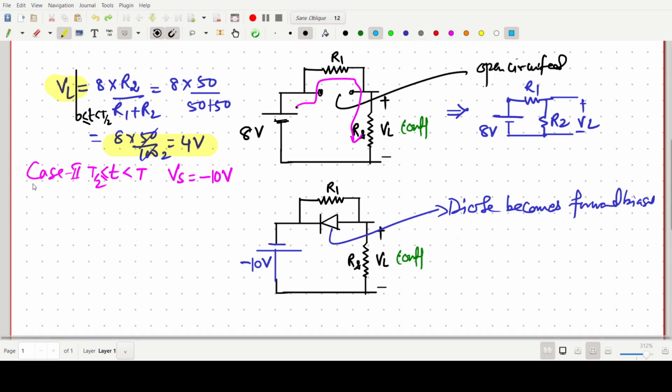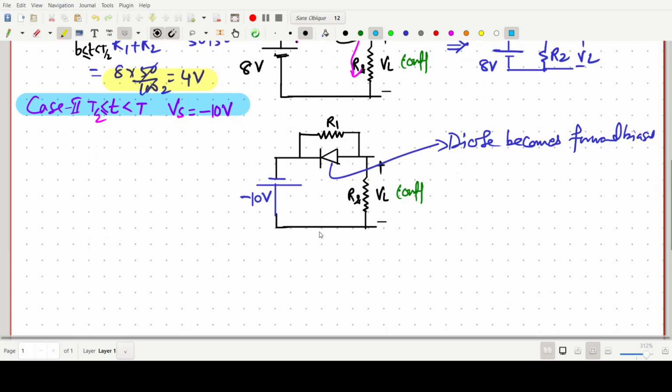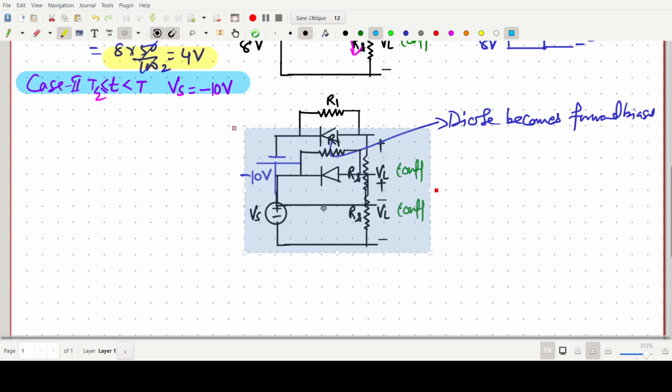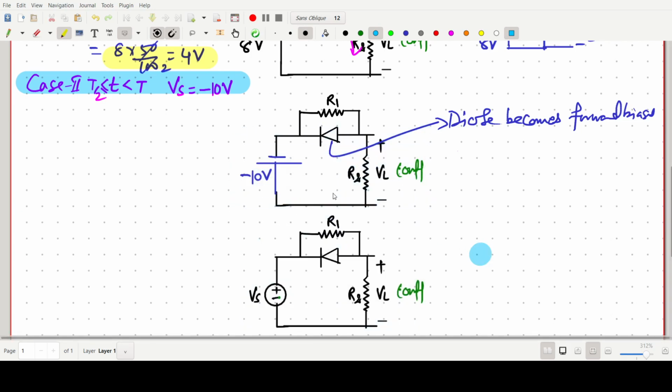Take some light color a little bit. Case 2 for the time interval, okay. So this will be short circuited. Forward bias means it's short circuited, ideal one. So again, we are going step by step.